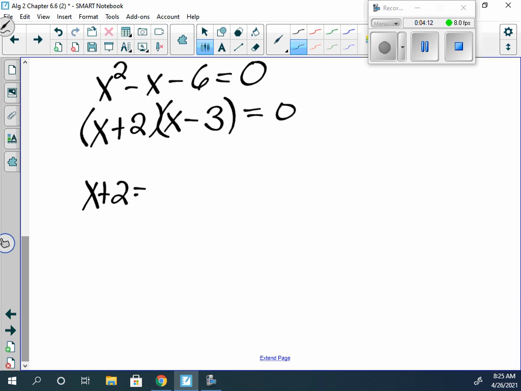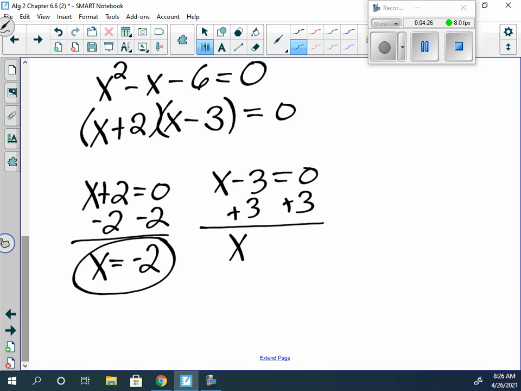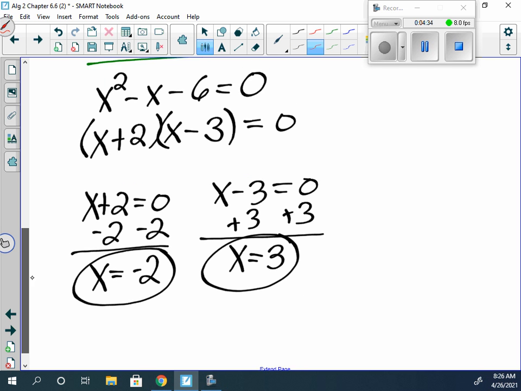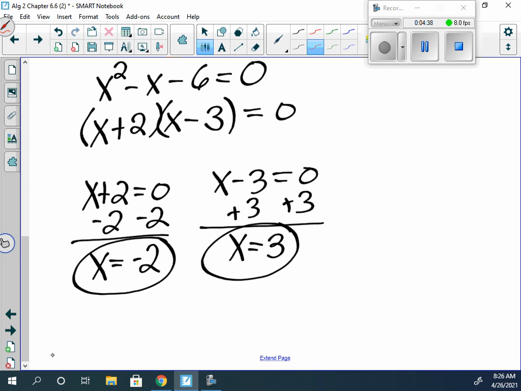Because we had set it up as x plus 2 is equal to 0 and x minus 3 is equal to 0. Subtract 2 from both sides tells us x is equal to negative 2. Add 3 to both sides telling us x is equal to 3.